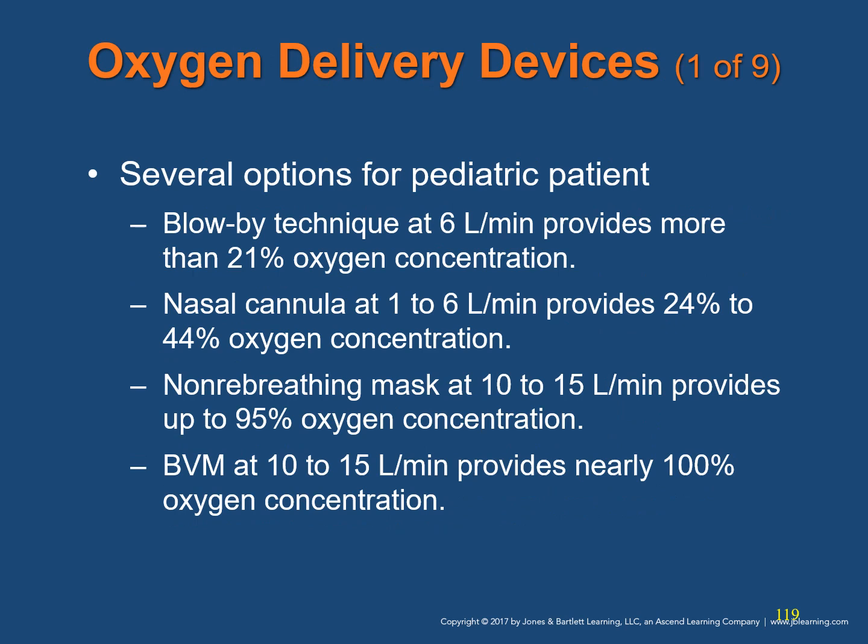Oxygen delivery devices. In treating infants and children who require more than the usual 21% oxygen found in room air, you have several options. Blow-by technique at 6 liters per minute provides more than 21% oxygen concentration. Nasal cannula at 1 to 6 liters provides 24 to 40% oxygen concentration. Non-rebreather mask at 10 to 15 liters provides 95% oxygen concentration. And BVM with oxygen reservoir at 10 to 15 liters provides nearly 100% oxygen concentration.